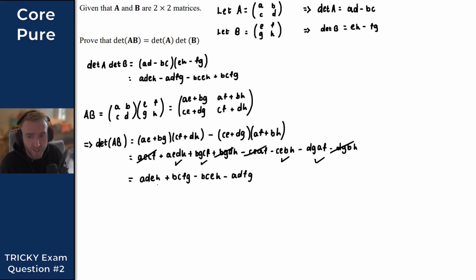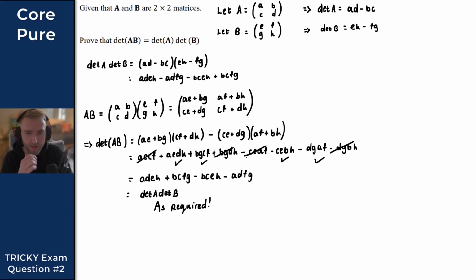Perfect. And just notice here then, this is the same as the determinant of A times the determinant of B. That's equal to det A times det B, as required. And therefore our proof is complete. Beautiful. Okay. And there we have it then.